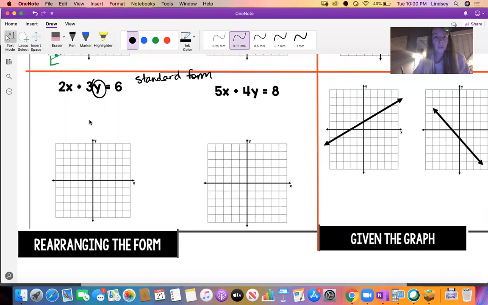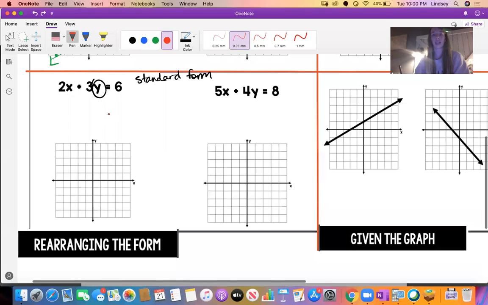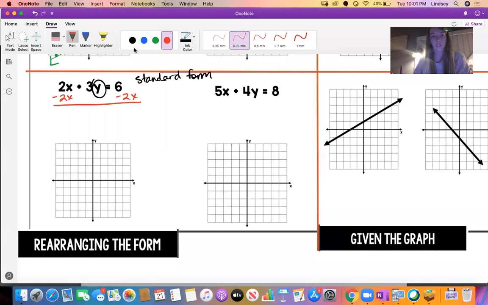Okay, so we're going to take this equation and we're going to solve it for y. So that means we got to get all of this other stuff to the other side of my equal sign. Okay, so I always start with the term that is farthest away from my y. So I'm going to get rid of that 2x. All right, so I have 3y equals -2x plus 6. Now, just like in our notes, if you wrote 6 minus 2x, that's fine too. All right, then I have to get rid of that 3.